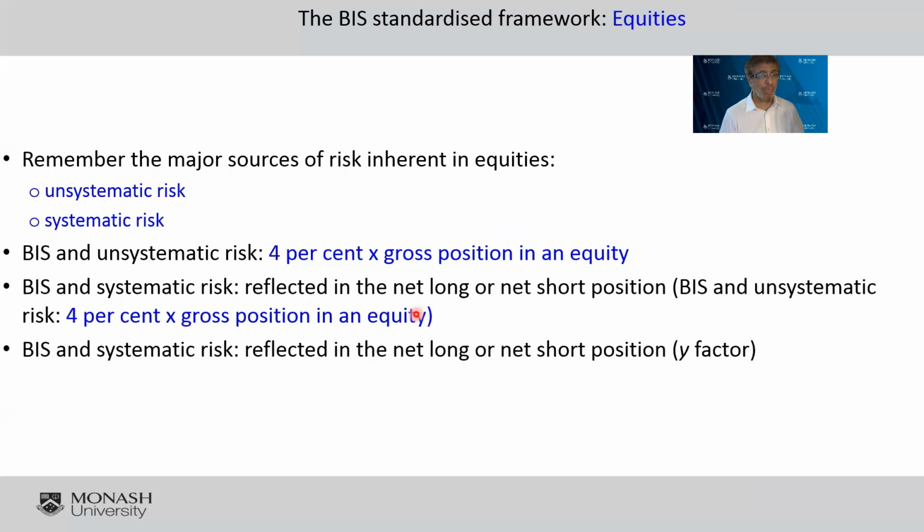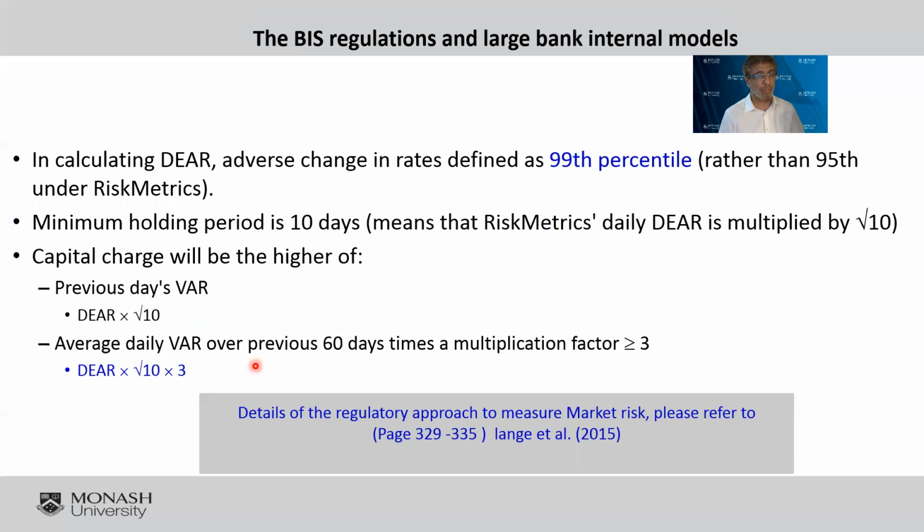For equities, we have to talk about unsystematic risk and systematic risk. Usually they take 4% in equities. So the BIS takes 4% for the systematic risk and 4% for the unsystematic risk. Now, they use 99% confidence.